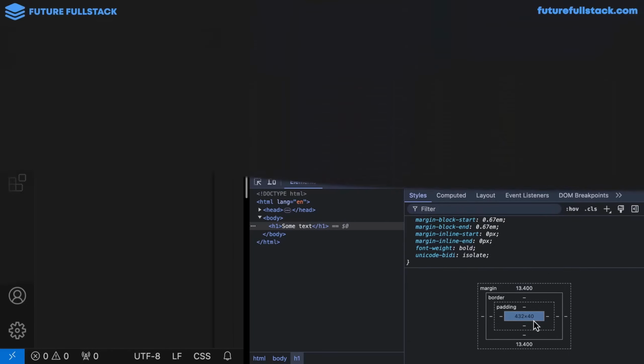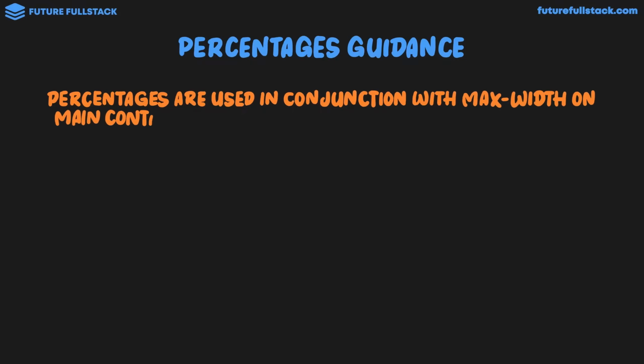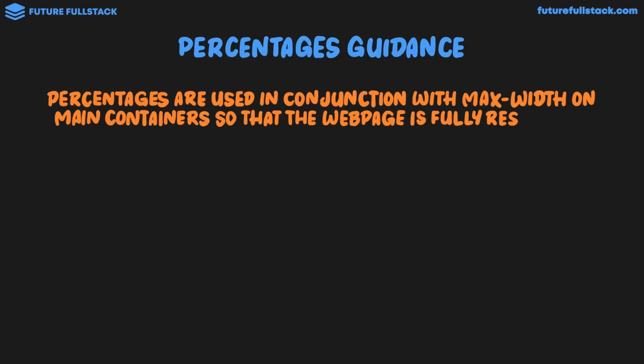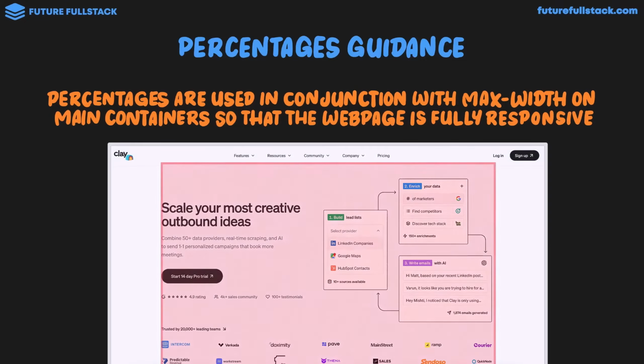So let's now take a look at some percentages guidance. Percentages are used in conjunction with max width on main containers so that the web page is fully responsive. Let's have a look at this page over here. We can see the container in red, and this container would have a max width property where the value would still be in pixels, which is very common to do.